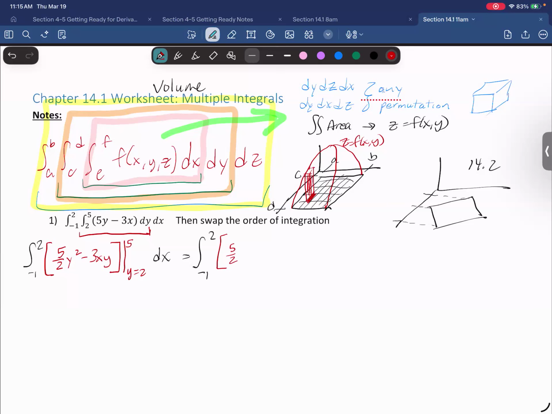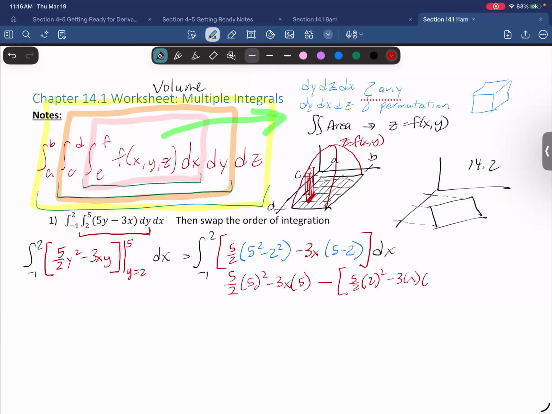So this will be 5/2 y squared. I can do 5 squared minus 2 squared. I'll show you the other way to do this in a second. And then we have minus 3xy, and then the 5 minus 2. We still have the dx. This is identical to doing 5 halves times 5 squared minus 3x times 5, minus the bracket of 5 halves times 2 squared minus 3x times 2. Notice that this takes up less space the way I did it. Those are identical things. This is the way you've learned it in the past.